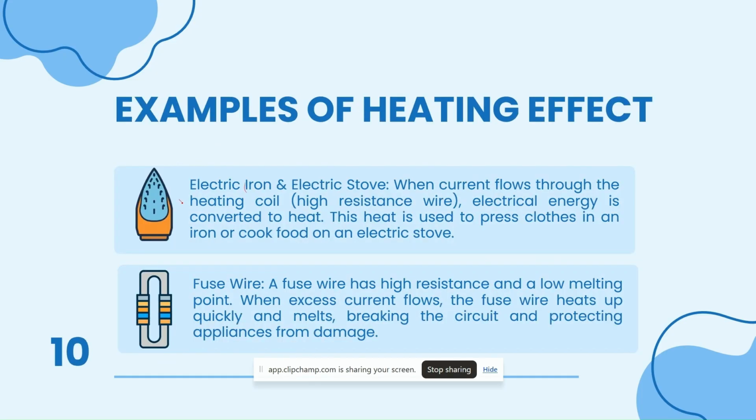Examples of heating effect are the electric iron and electric stove. When current flows through the heating coil, a high resistance wire, electric energy is converted into heat. The heat is used to press clothes in an iron or cook food on an electric stove. A fuse wire has high resistance and a low melting point. When excess current flows through the fuse wire, it heats up quickly and melts, breaking the circuit and protecting the appliance from damage.